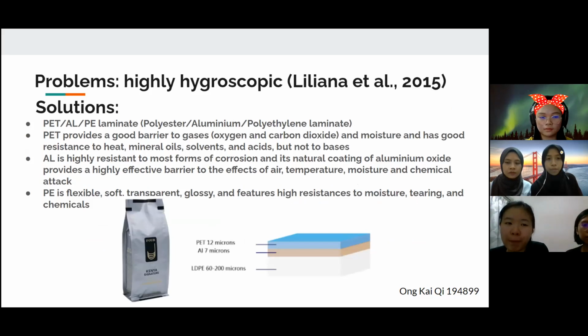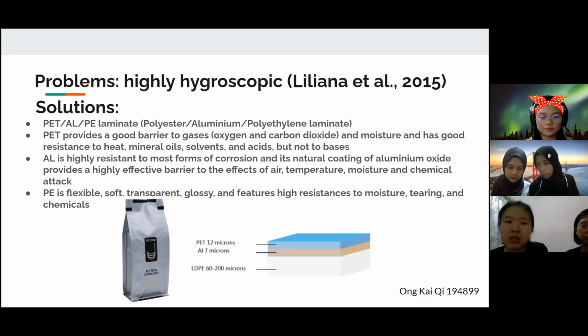For my part, the food material section, I found out that through the freeze drying process of the mango, the product will be highly hygroscopic, meaning that if the moisture or humidity of the atmosphere is very high, it will be readily rehydrated. So we need to solve this problem with the packaging, and the one I've chosen is PET, AL, and PE, which is a polyester, aluminium, and polyethylene laminate.